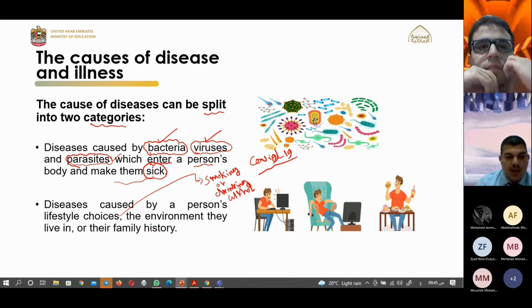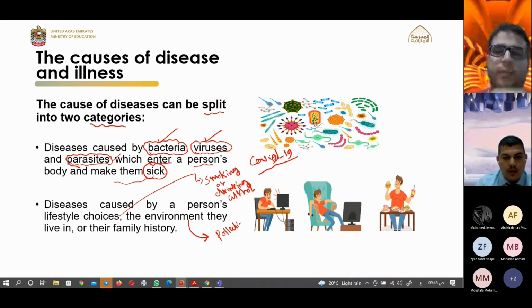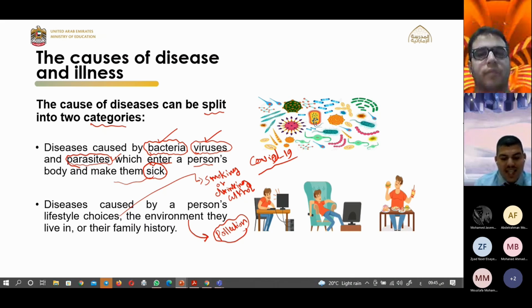Then we have the environment. The environment, for example, pollution. Pollution, how it can lead to some respiratory disease. And the last one, family history, such as diabetes.